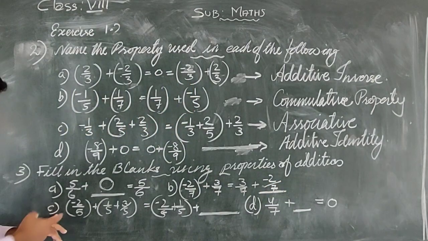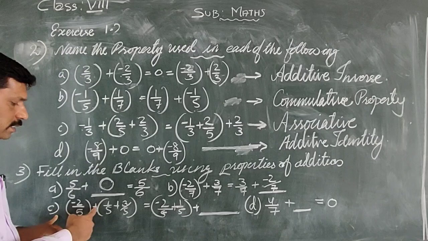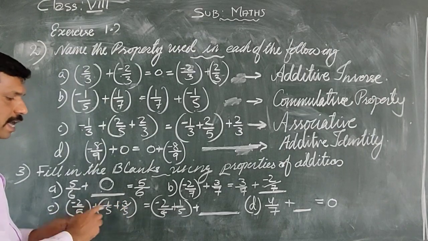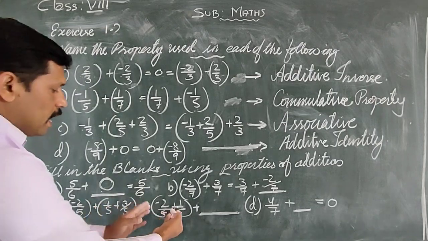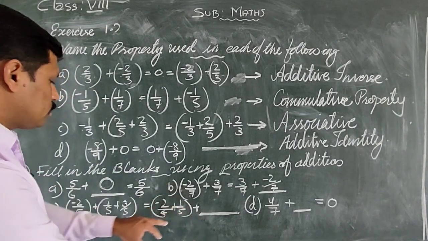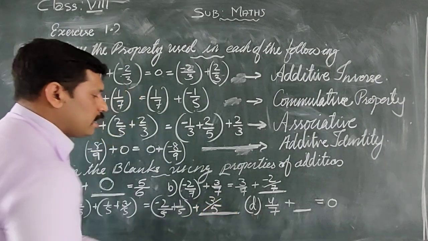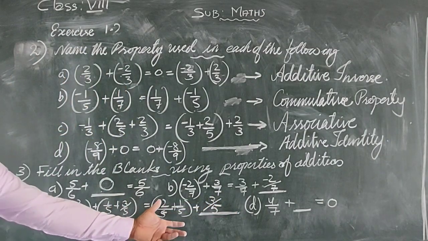Next question C. Negative 2 upon 5 plus 1 upon 5 plus 3 upon 5. Here one number is outside and the other two numbers are grouped together. And here the first two numbers are grouped together, so the last number will be outside. So here, according to the associative property, we have answered this question.